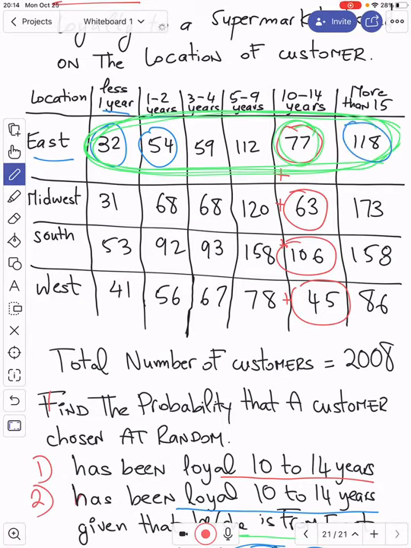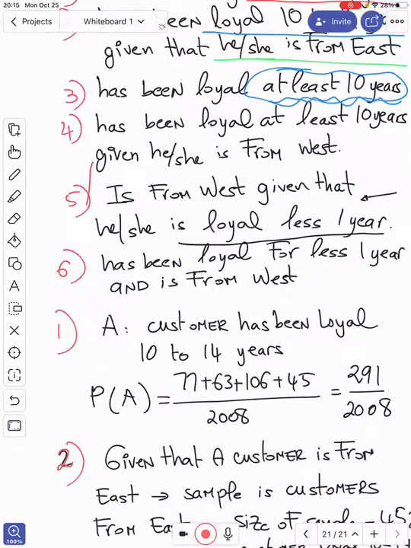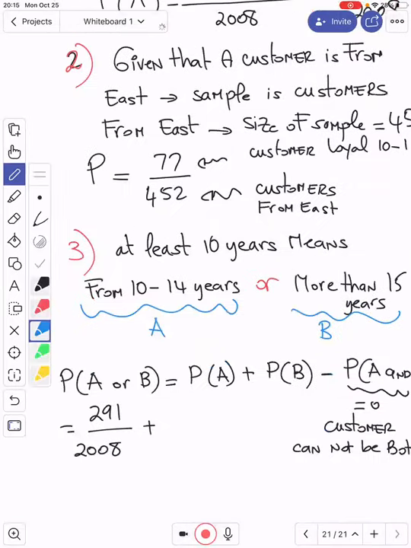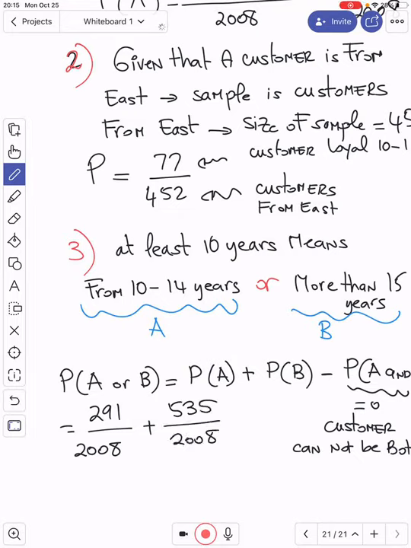So for more than 15 years, we have 118 from the East, 173 from the Midwest, 158 from the South and 86 from the West. So in total, I think there are 535 customers who have been loyal to the supermarket for more than 15 years, right? That's 118 plus 173 plus 158 plus 86. So there'll be 535, right? So we have 535 customers who have been loyal for more than 15 years. So this is plus 535 over this 2008.